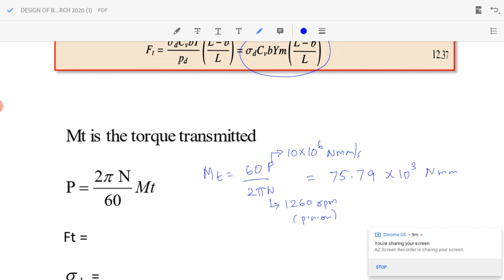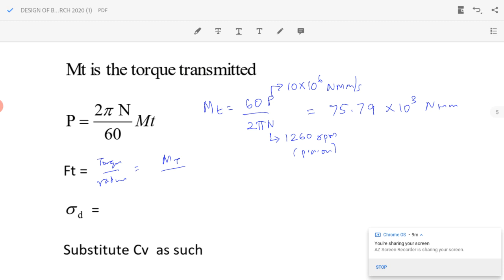Then tangential force equal to torque by radius. So I can write torque equal to Mt divided by, since we are not using radius as such for the calculation, I can write in terms of diameter, Mt by d by 2. So my equation will be 2 Mt by d. Since our diameter is for the pinion, I can write 2 Mt by d1. At present I don't have the values of diameter, but I can write diameter in terms of module. Module equal to d by z, or d equal to m z. So diameter d1 will be equal to m z1. I already know the value of z1 equal to 32, so I can write d1 equal to 32 m.